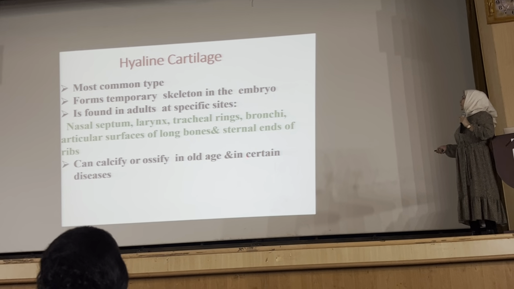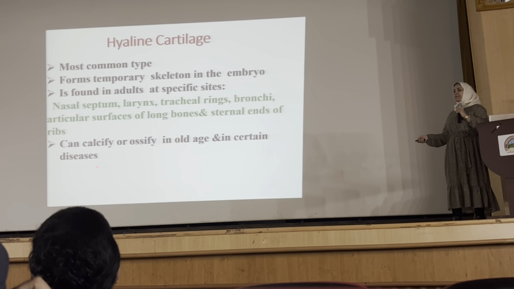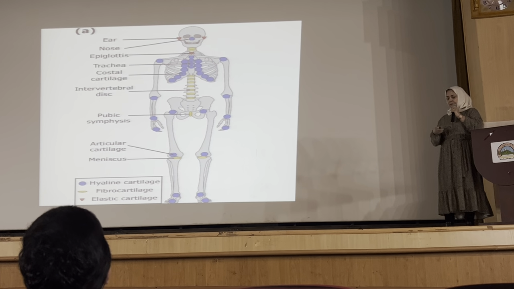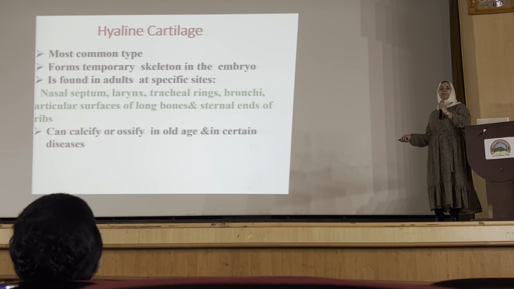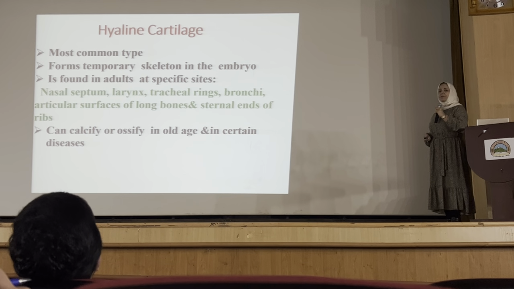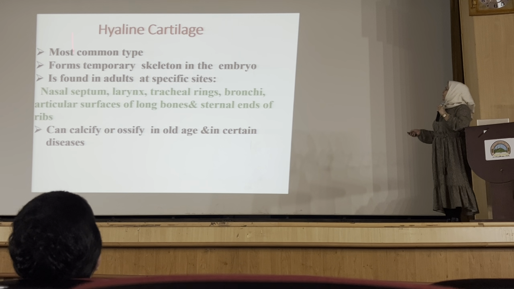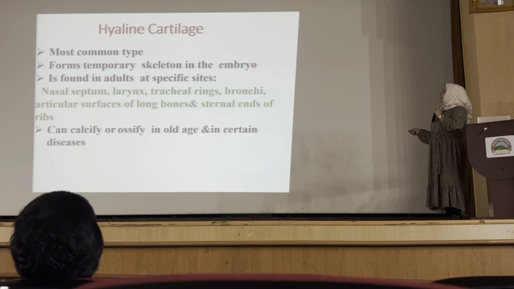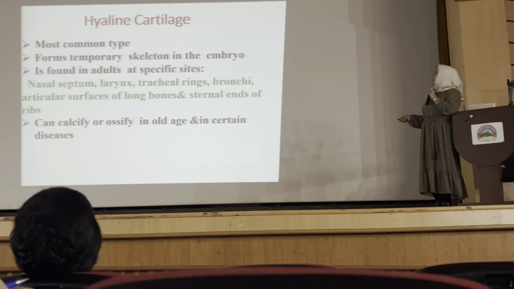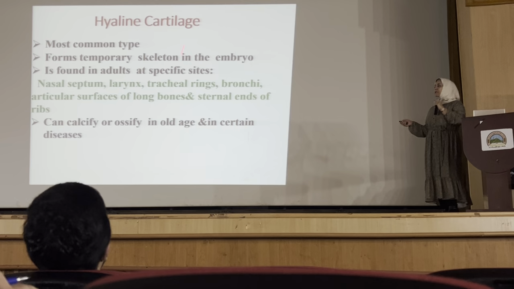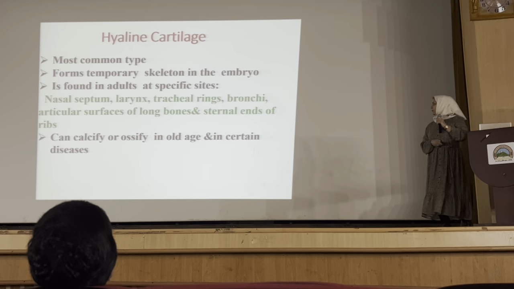It calcifies and ossifies in old age and in certain diseases. Normally, in old age, it undergoes calcification and ossification. The most important points about hyaline cartilage: it forms the temporary skeleton in the embryo, and in old age it undergoes ossification and calcification.